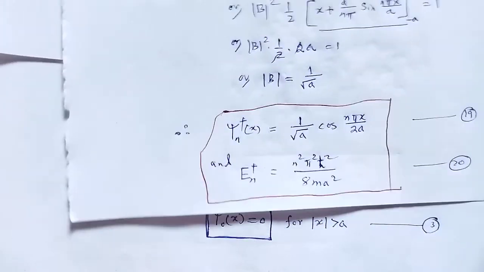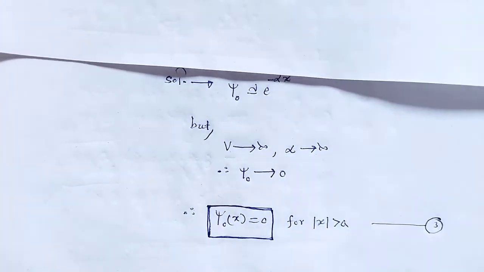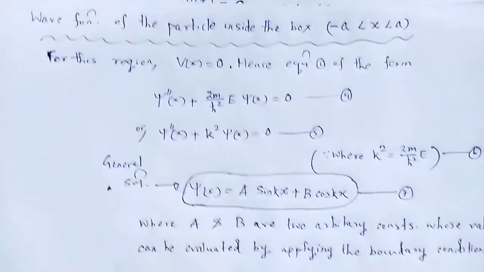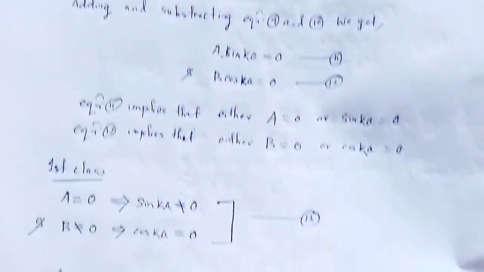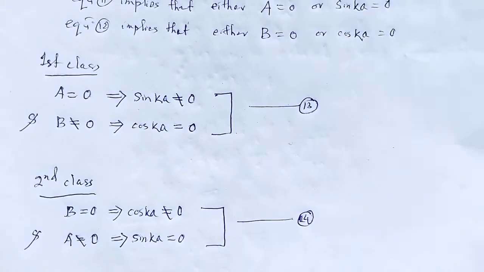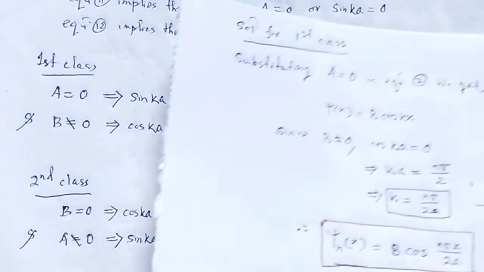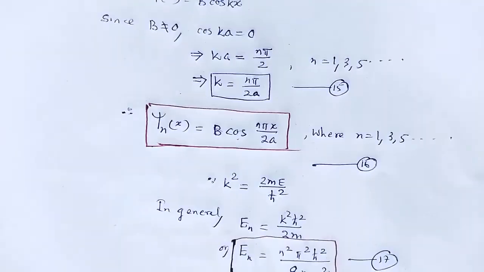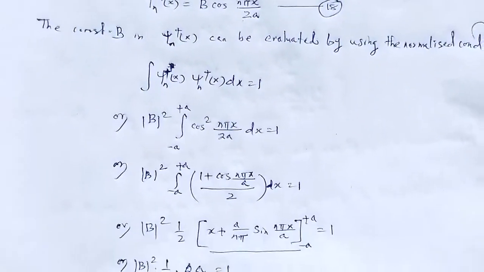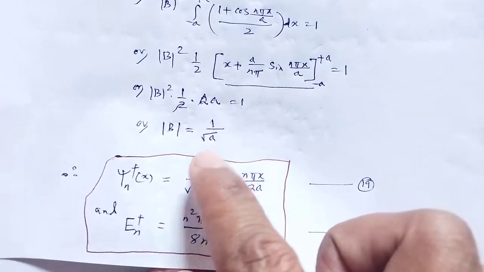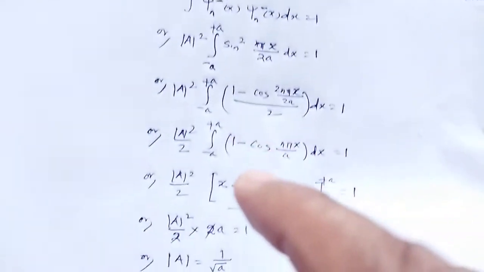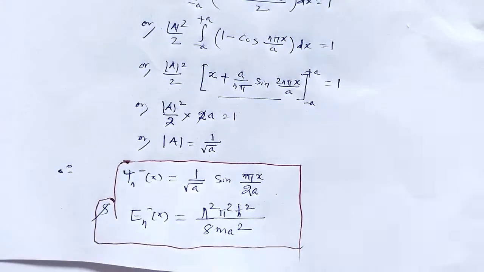Now we get the first class solution. This is the equation and these are the two class values. Here we get the solution for the first class and its wave function and energy term, and again for the second class its wave function and energy term.